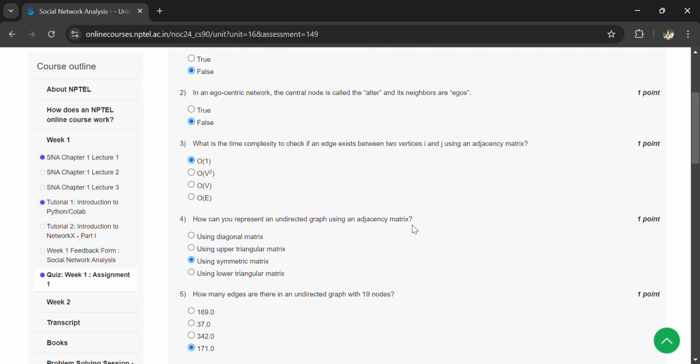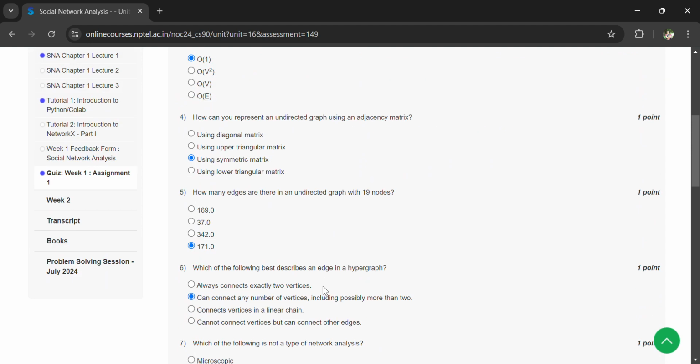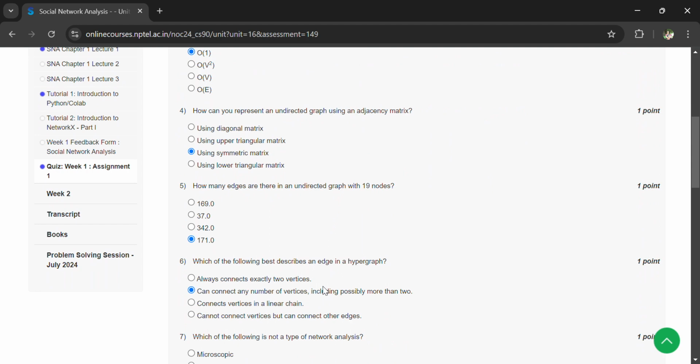Using symmetric matrix. How many edges are there in the undirected graph with 19 nodes? 171. Which of the following best describes an edge in a hypergraph? Can connect any number of vertices, including possibly more than 2. Which of the following is not a type of network analysis?